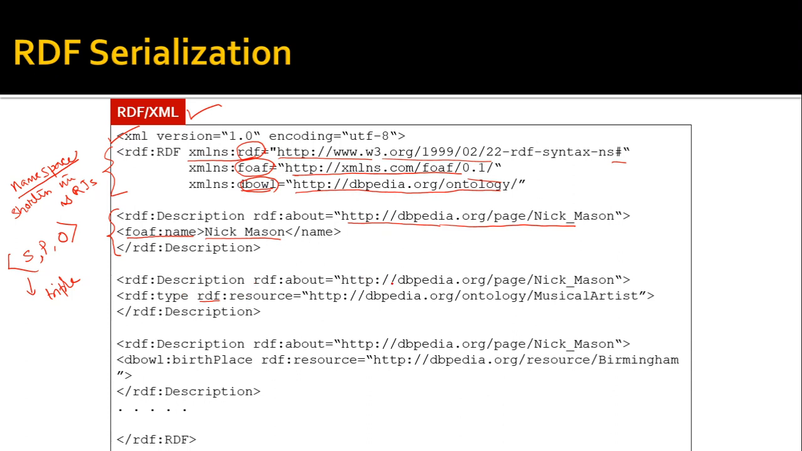What we are saying is that the same entity, Nick Machine of DBpedia, has a type, musical artist, right? So by this we are saying that Nick Machine, I'm just writing NM, is an instance of musical artist, right? And here again this is your subject, basically Nick Machine. This is the property P, birthplace, and this is the value, which is Birmingham, right?